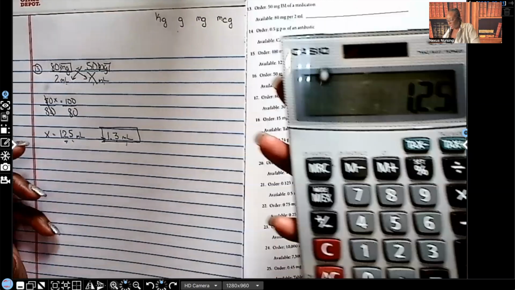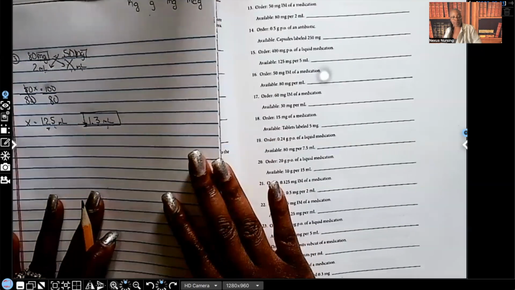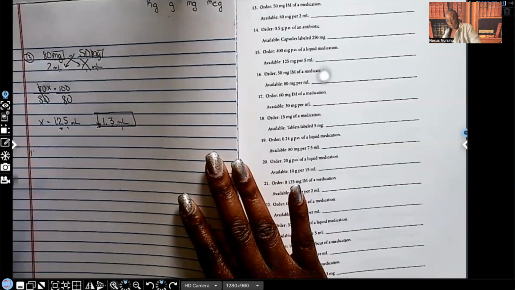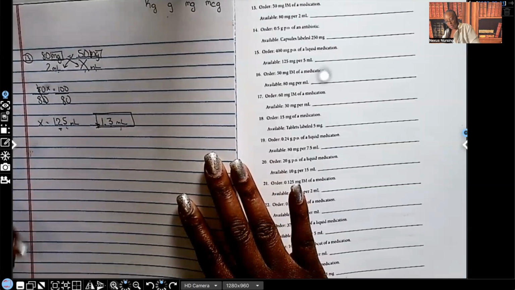All right, let's move on to the next question. Let's do number 14. And put number 14 over here so it doesn't get in the way. Number 14. Let's look at what 14 says.